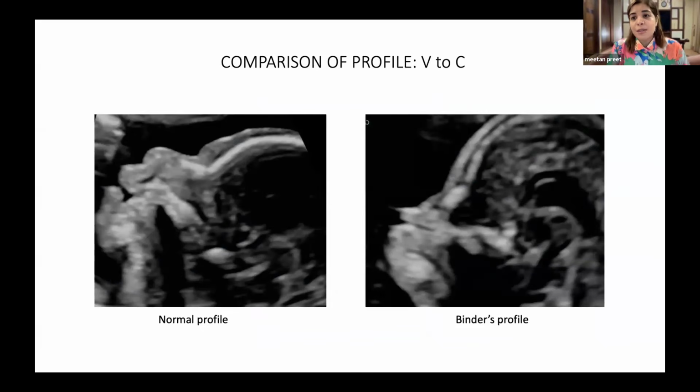Comparing the fetal profile, this is what I came up with from a lot of cases that we've seen in the last 5 years at our clinic. In fact, in North India, it is very, very common to find a Binder's facies, I think, once or twice a week. So a normal profile is usually V-shaped if you take it in the right position. It turns into a C once we see a Binder's profile.